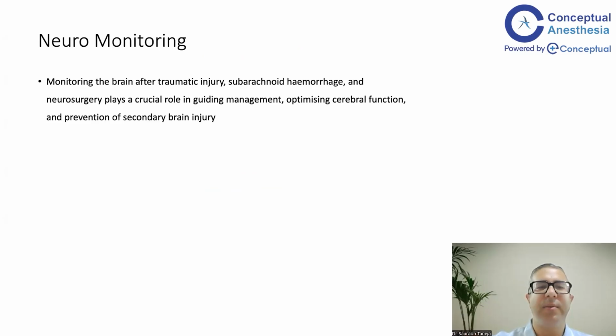So, monitoring the brain after traumatic brain injury, subarachnoid hemorrhage, and neurosurgery plays a crucial role in guiding management, optimizing cerebral function, and prevention of secondary brain injury. So, the last part is very important. The idea is to prevent the secondary brain injury. And to prevent this, we have to be very careful in monitoring the cerebral function and alert ourselves as soon as possible. All the modalities aim for prevention of secondary brain injury while maintaining adequate cerebral function.